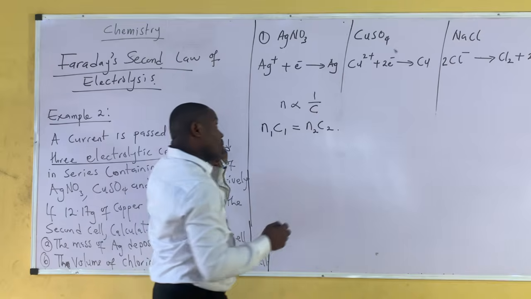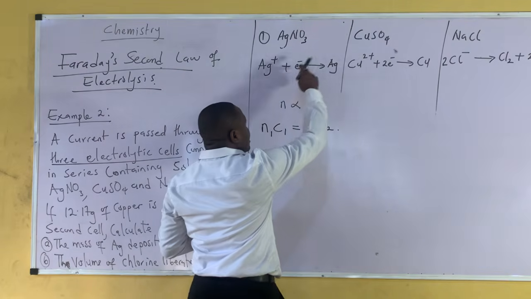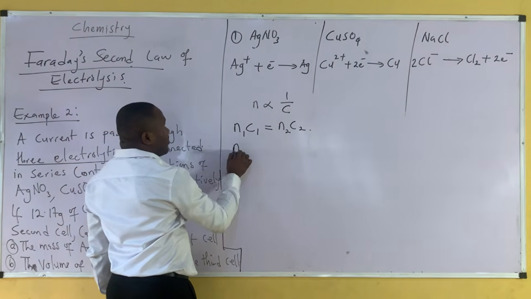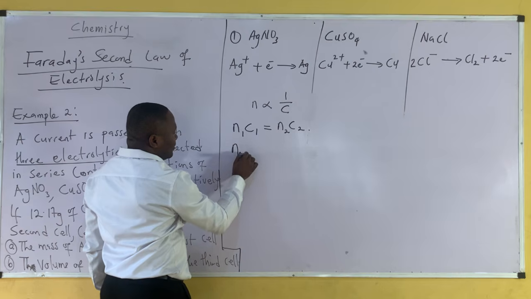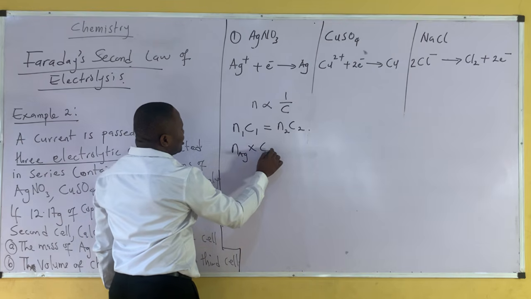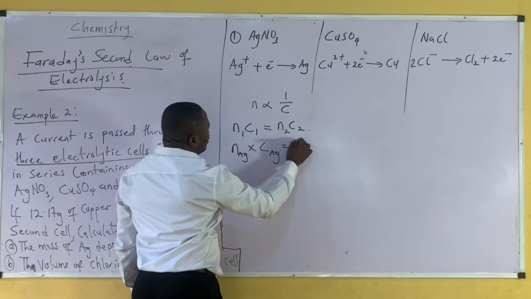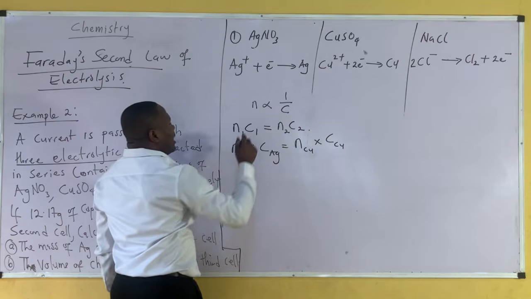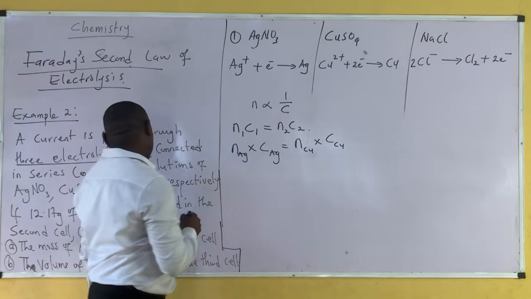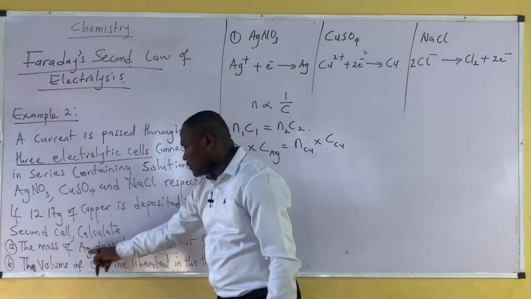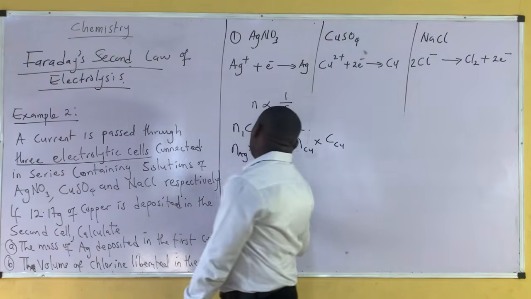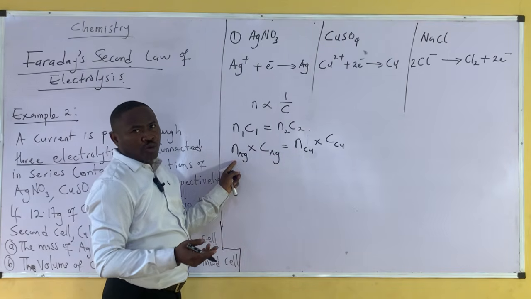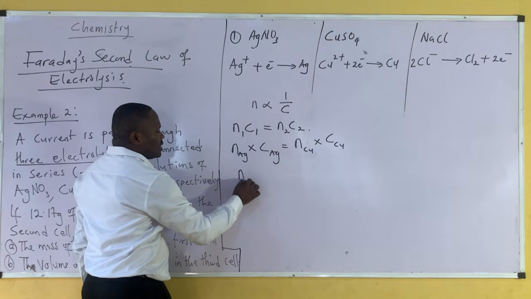So now I'm comparing the second cell to the first cell. So I will say that the mole of silver times the charge of silver is equal to the mole of copper times the charge of copper. So I'm solving with this. Now my question says I should calculate the mass of silver. I will not be able to find the mass of silver unless I know the mole of silver. So let me first of all look for the mole of silver.